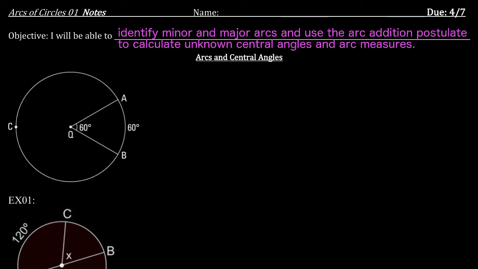All right, so in this lesson, we will basically identify minor and major arcs, and then we're going to use something called the arc addition postulate to calculate unknown central angles and arc measures. All right, so let's start off with this circle.